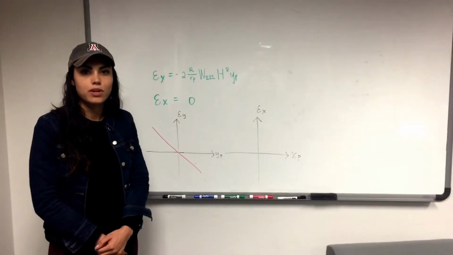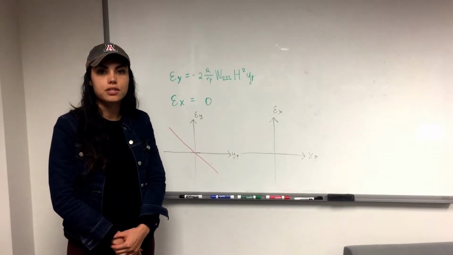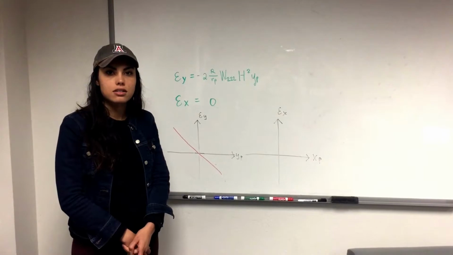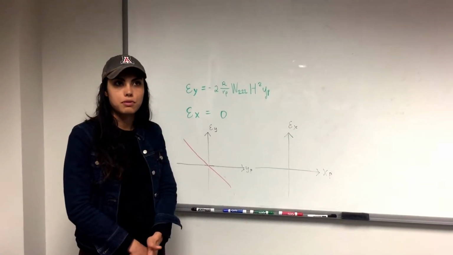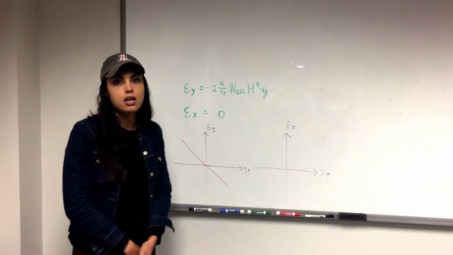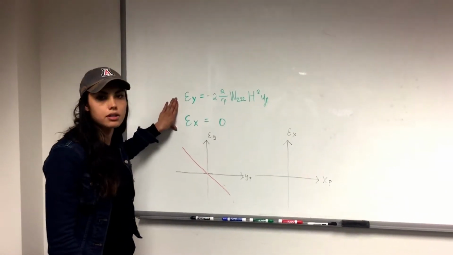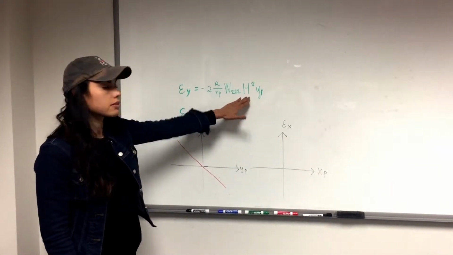So astigmatism is when the tangential and sagittal rays focus at different points, and this causes the rays to focus at a line rather than points. And here are our equations for astigmatism with our h-squared dependence.